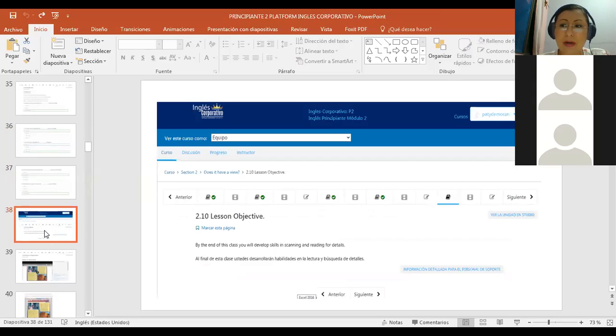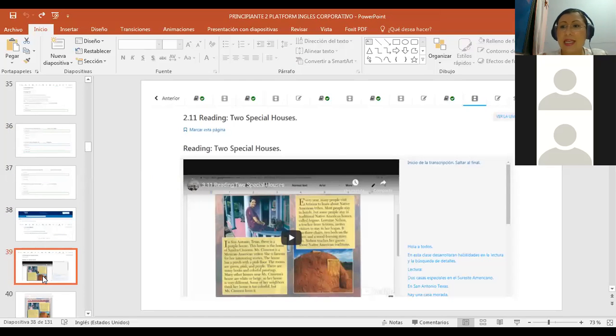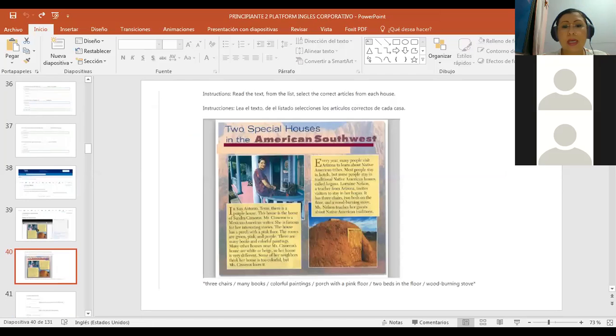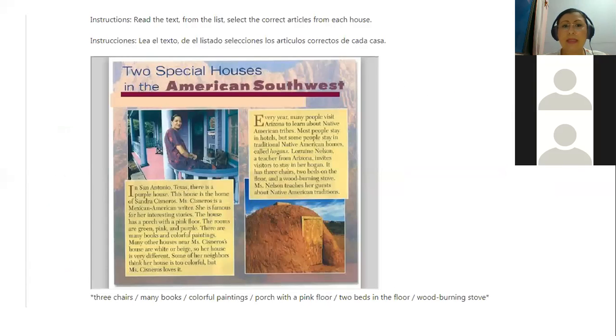And for today, we are going to continue with the 2.10 lesson objective that I already read for you. Here in the platform, you will find in the 2.11 an article that says reading, two special houses. You will read two short stories about two houses and what is inside, so what there is and there are in each house. I just want to show you the reading and I'm going to expand my view.